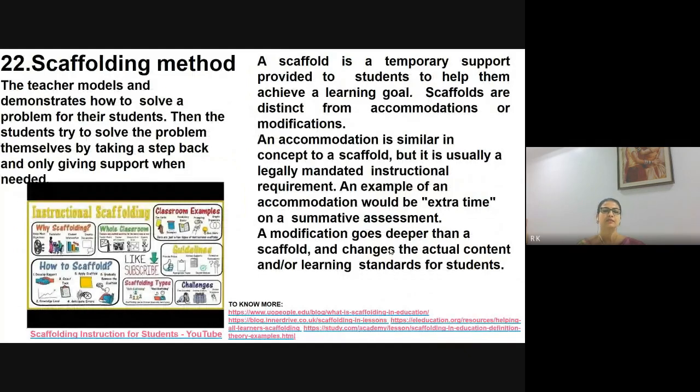The 22nd method is called the scaffolding method. Here the teacher models and demonstrates how to solve a problem for their students. For example, in pilot studying, we have simulation models. For management students, in finance, we don't have much, but you can bring a few traders and make them debate, asking them how to increase the financial status of a company which is right now sick. So the teacher demonstrates how to solve a problem for the students.